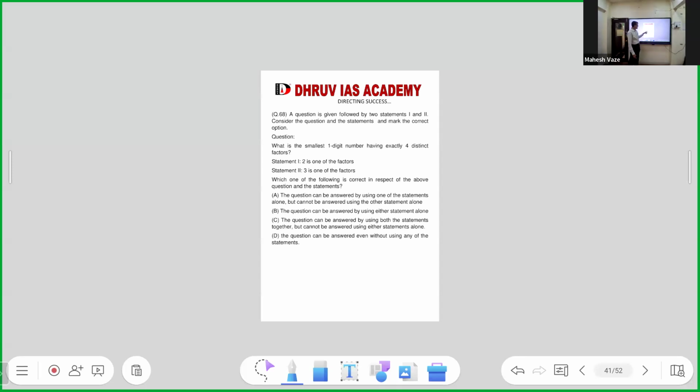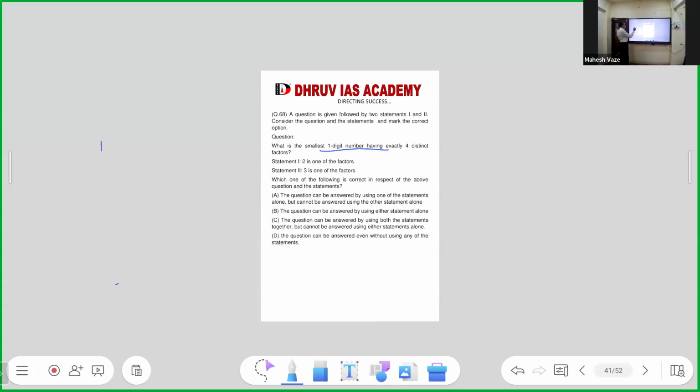The question can be answered by using both the statements together but cannot be answered using either statement alone. Means you have to use both the statements. And the question can be answered even without using any of the statements. Now we'll see, because the range of this is very small, what happens to one digit numbers.